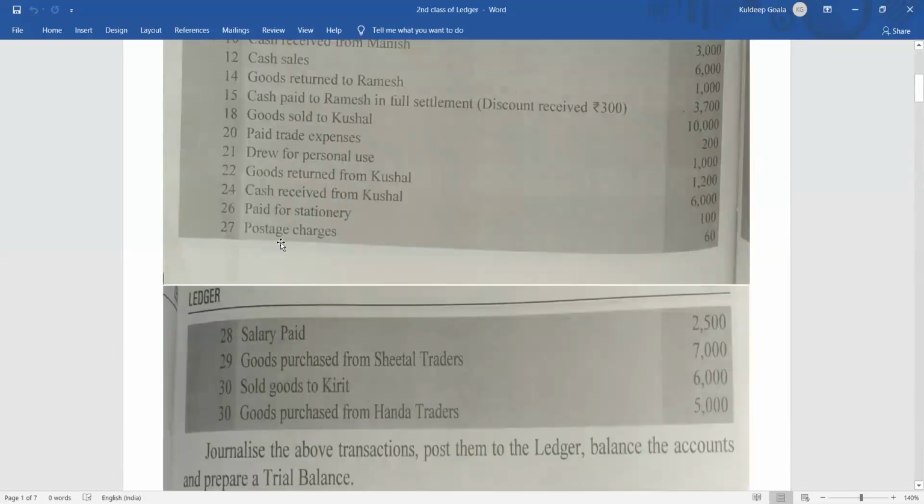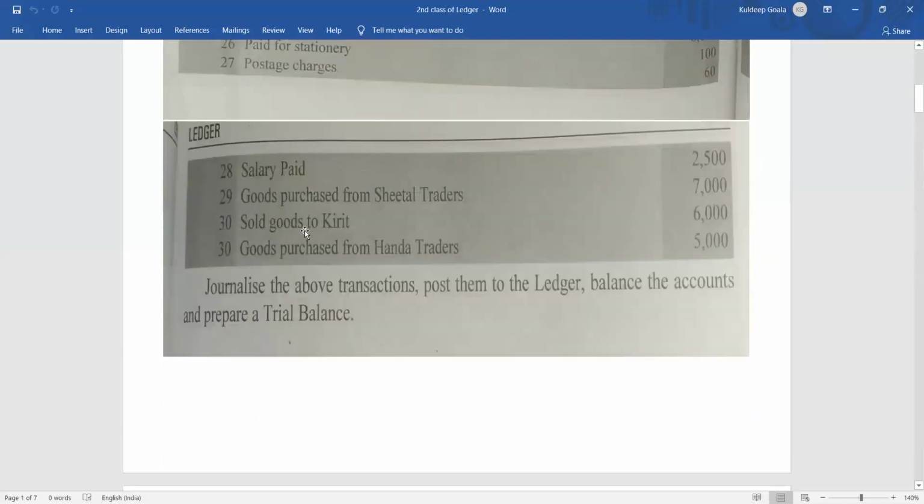After that, you will be doing this postage charges. I'm just mentioning the journal entry. Postage is a nominal account, so postage charges account debit to cash account 60 rupees. Coming to the next one, salary paid. It is also the same thing. Salary account debit to cash 2,500. So you have to do that. Then, goods purchased from Sital traders. We have done a similar thing, but I'll repeat it. Goods purchased from Sital traders 7,000. So the journal entry will be purchase account debit to Sital traders 7,000.